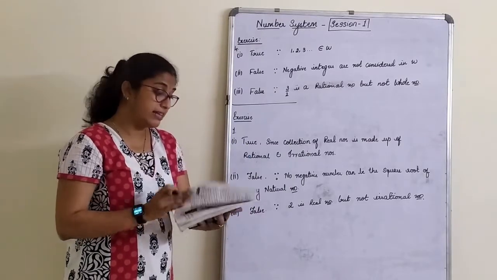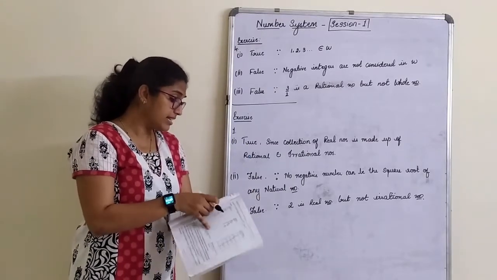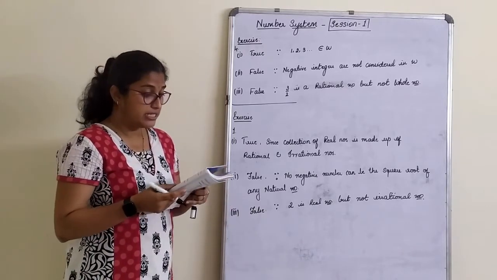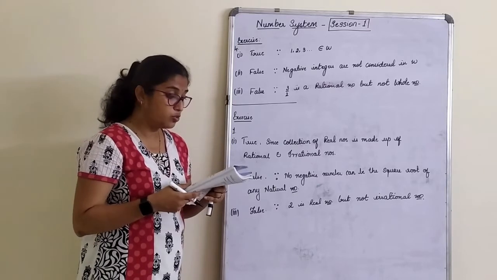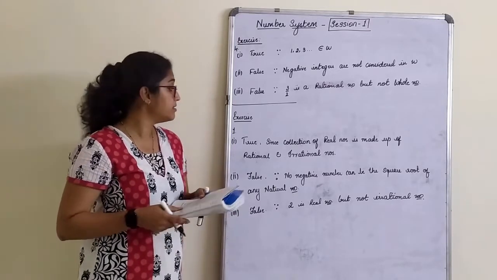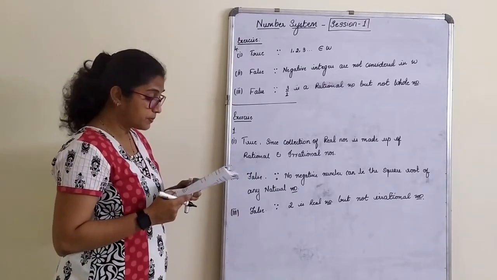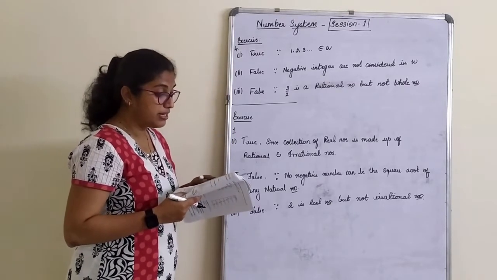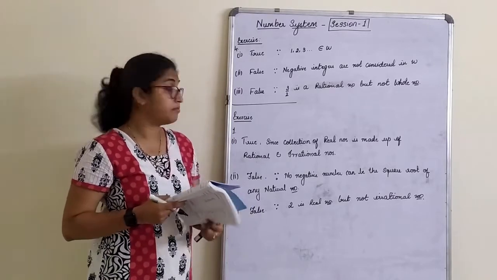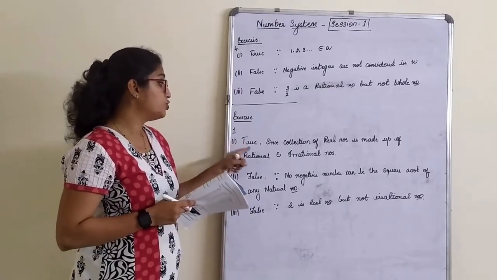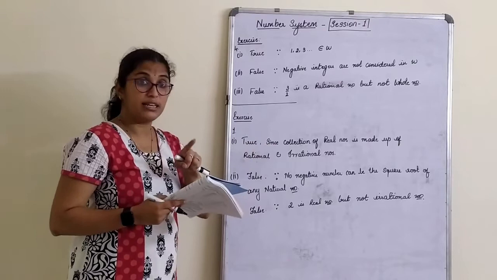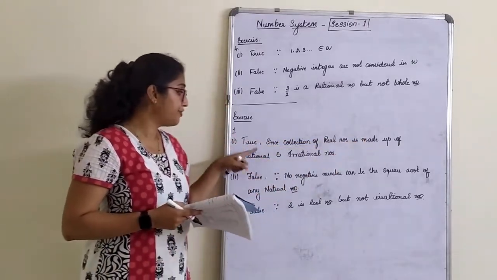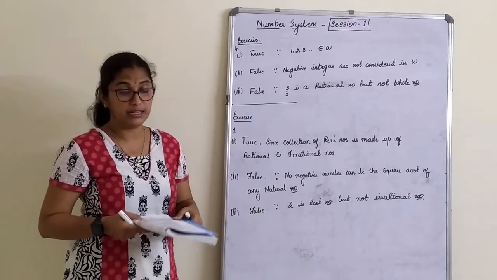Now we'll move on to the next exercise. So next exercise, there are again some true or false they have asked. State whether the following are true or false and justify your answer. So first one, every irrational number is a real number. Is it true? Yes, true. Since every irrational number is a real number. Since collection of real numbers is made up of rational and irrational number.